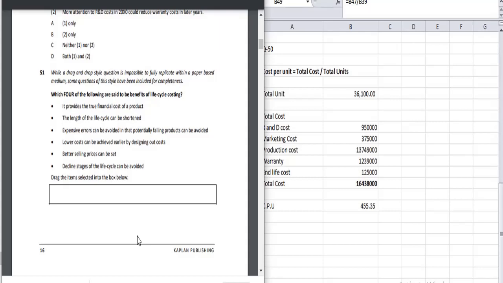Okay, so next our point is the length of the life cycle can be shortened.